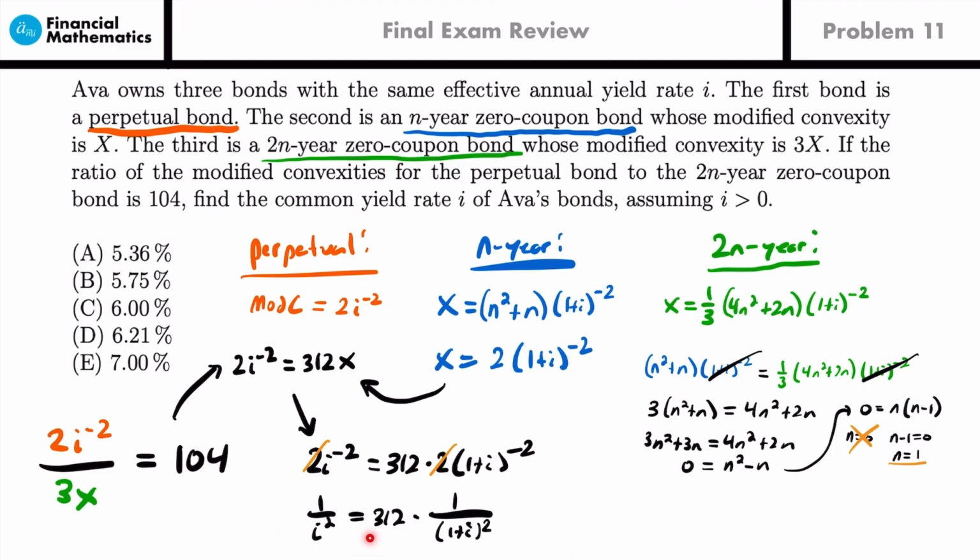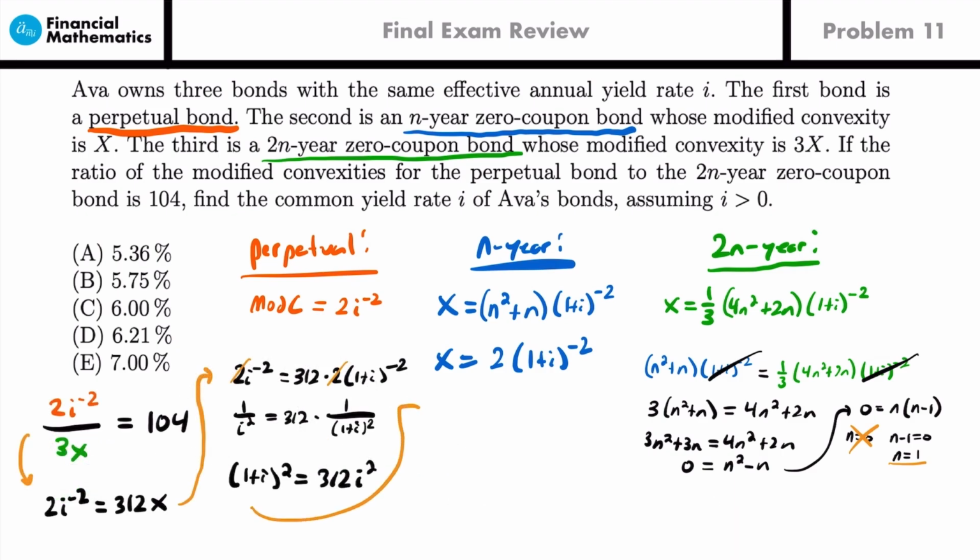And so if you multiplied both sides of the equation by i squared and (1 plus i) squared, this is what you should get. You'll have (1 plus i) squared is equal to 312 times i squared. Okay, so we just multiplied both sides of the equation by what is in the denominators of those two fractions, and now we have a nice expression where both of those exponents are positive, and we should be able to solve for i at this point. We just have to expand this squared quantity, and then we'll have a nice quadratic expression to work with. So let's do that next.